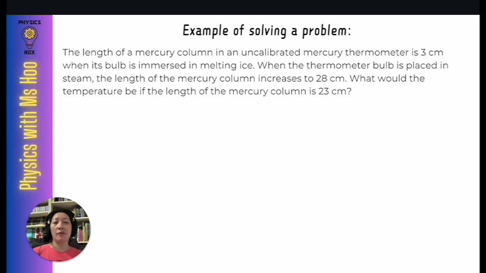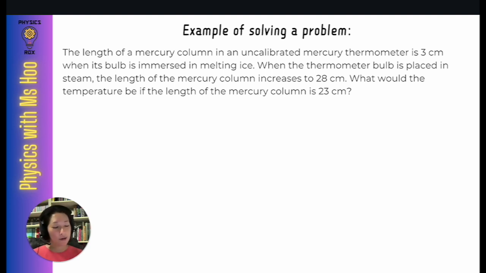The length of a mercury column in an uncalibrated mercury thermometer is 3 cm when its bulb is immersed in melting ice. When the thermometer bulb is placed in steam, the length of the mercury column increases to 28 cm. What would the temperature be if the length of the mercury column is 23 cm? I'm going to show you how to solve this problem using the formula right away, or we can use the ratio method. When solving this kind of question, normally I like to draw a very simple diagram so that I can visualize very quickly what all these values mean.